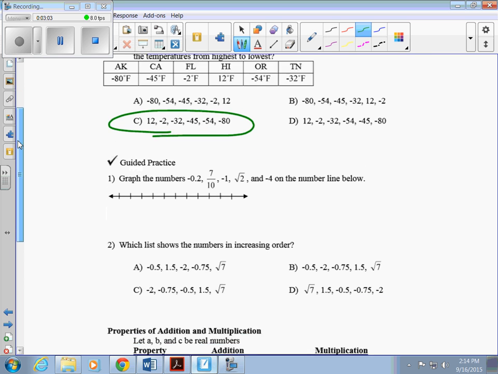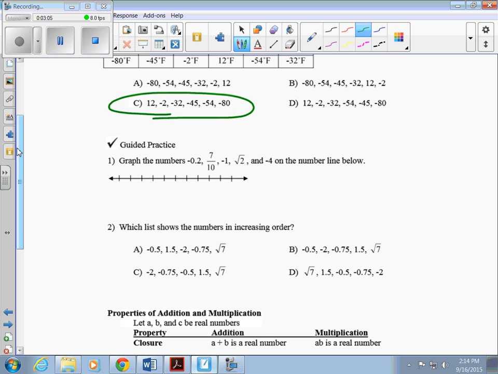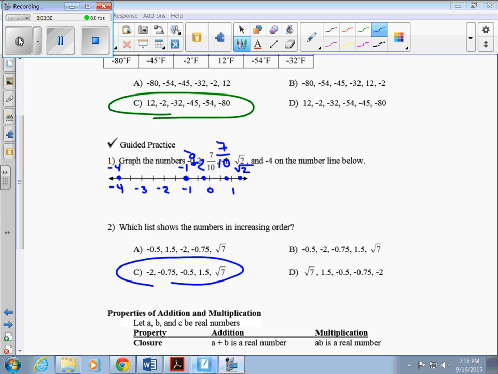All right, at this time, I would like you to take a couple minutes and do questions 1 and 2. Number 1, they want you to graph the numbers on the number line. Number 2, they want you to show which list shows the numbers in increasing order. So what I would like you to do is pause the video while you do this, and then you may hit play when you are ready to resume. So here are the answers to questions 1 and 2.